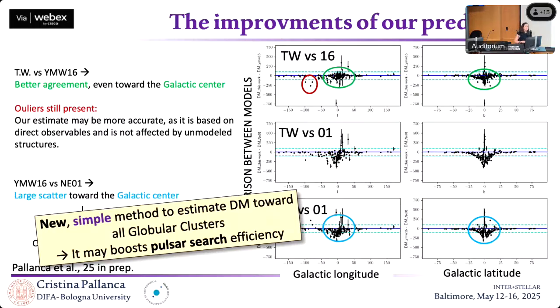And we believe that our predictions may be better since they are based on an observable, and so can work even if you are not able to reproduce small structures in the models. So what's next?